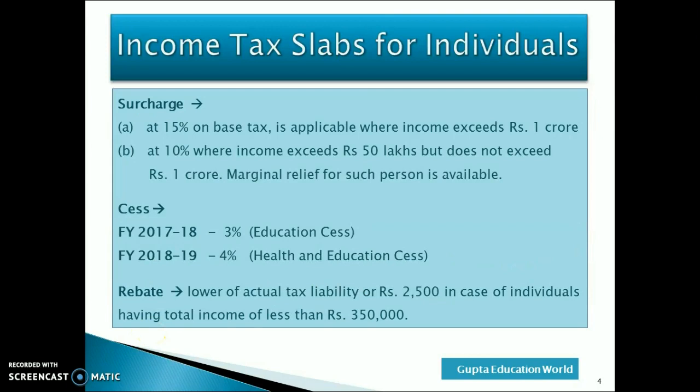The surcharge also has to be paid by you. This is at the rate of 10% of base tax where income exceeds rupees 1 crore. But if your income is more than 50 lakh but not more than 1 crore, surcharge is 10%. In addition to surcharge, you have to pay cess also. And for cess, there is no limit of income. For financial year 17-18, this cess is 3%. But from 2018-19, the cess is 4%. But for individuals whose income is less than 3,50,000, there is a tax rebate of rupees 2,500.